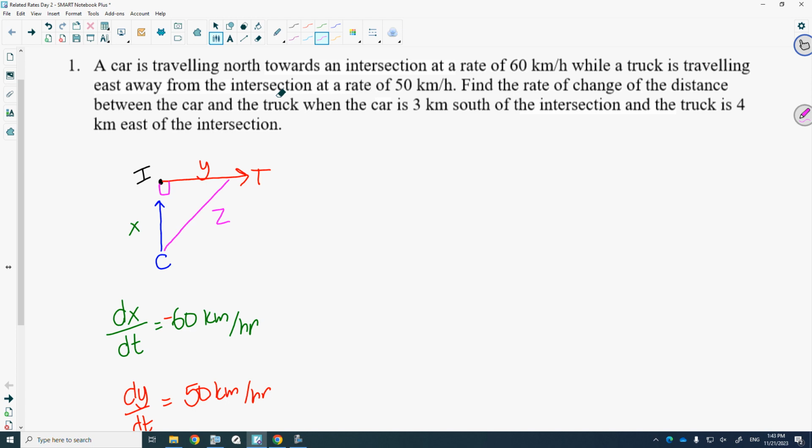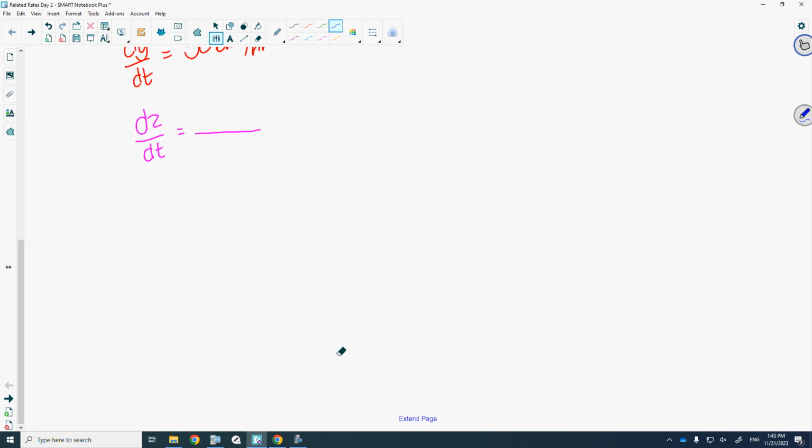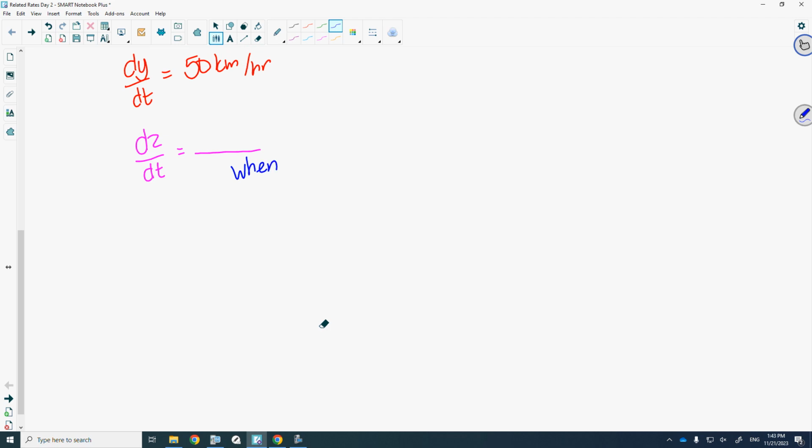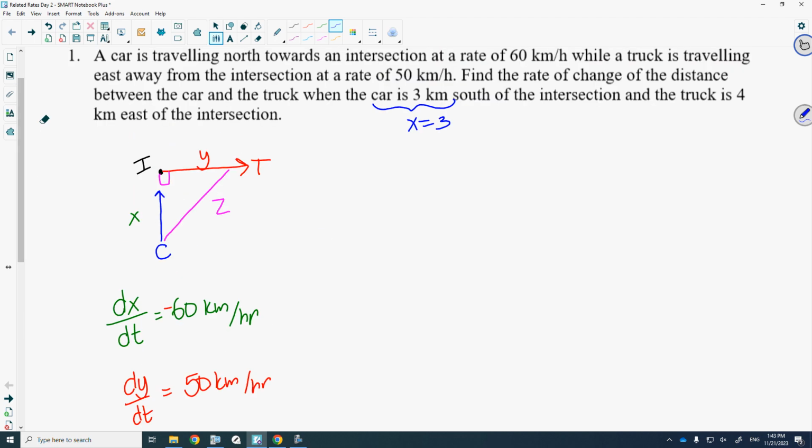And then it says find the rate of change of the distance between the car and the truck when the car is 3 kilometers south. So the car's here, so that would be x. So they want the rate that this distance is changing when x is equal to 3. So what I'm going to do is I'm going to go back to my rate down here, and they want the distance when x is equal to 3. And the truck is 4 kilometers east. So the truck 4 kilometers east, this is the truck, which would be y. So when y is 4.